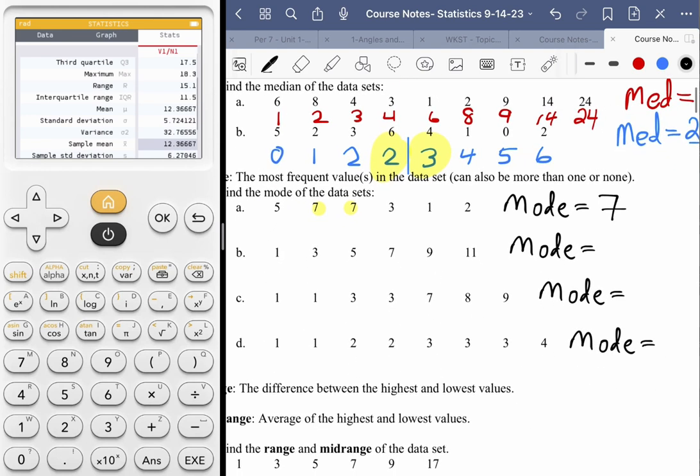For B, every value occurs equally as often as every other value. So there's no single value, or maybe 1 or 2 values, that occurs more frequently than the rest. So we would say none here.